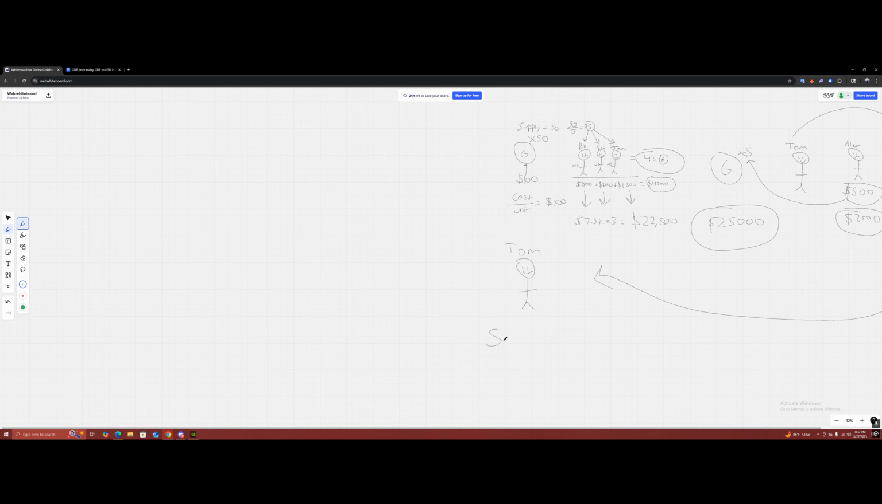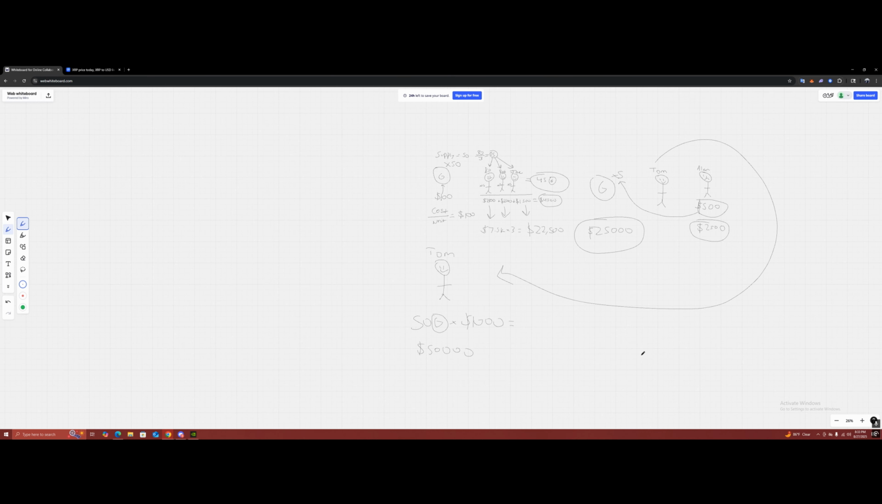So he has 50 G coin for $1,000 a piece, which is $50,000. So now the currently trading price is $1,000 per coin, and it's $50,000. Tom is ecstatic. He's like, I have all the G coin in the world. I can control it.